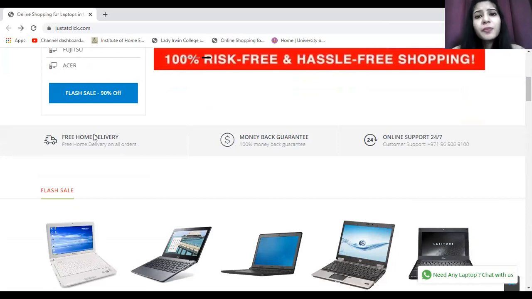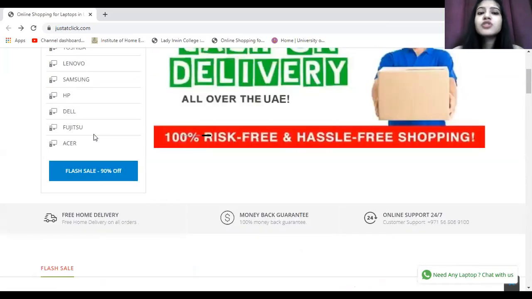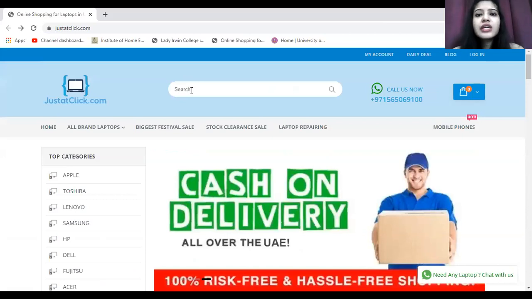Talking about the pricing and everything, this search icon, which we have already seen, helps you search your favorite gadgets in a limited range. So this is all about the site.